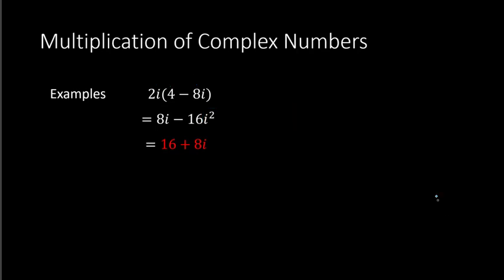Now let's try another example. Here we have 7 minus 2i times 4 plus 2i. So again, we can distribute like normal to begin with. So we do 7 times 4 to get 28. 7 times 2i would give you 14i.